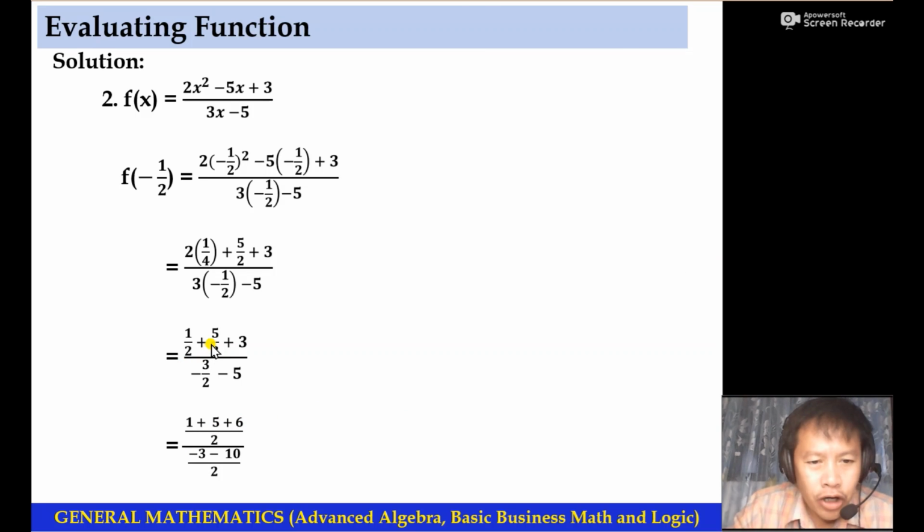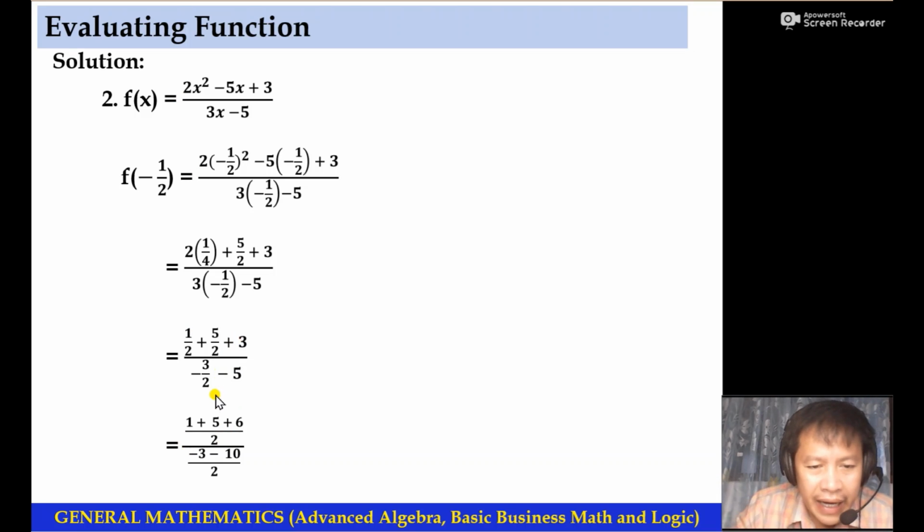Now, this is it. The least common denominator of these three fractions is 2. Therefore, 2 divided by 2 is 1. 1 times 1 is 1. Plus, okay, 2 divided by 2 is 1 times 5 is 5. Plus, okay, 2 divided by 1 is 2 times 3 is equal to 6. Okay, this is. Take note, you are going to arrange the equal signs vertically for each problem.